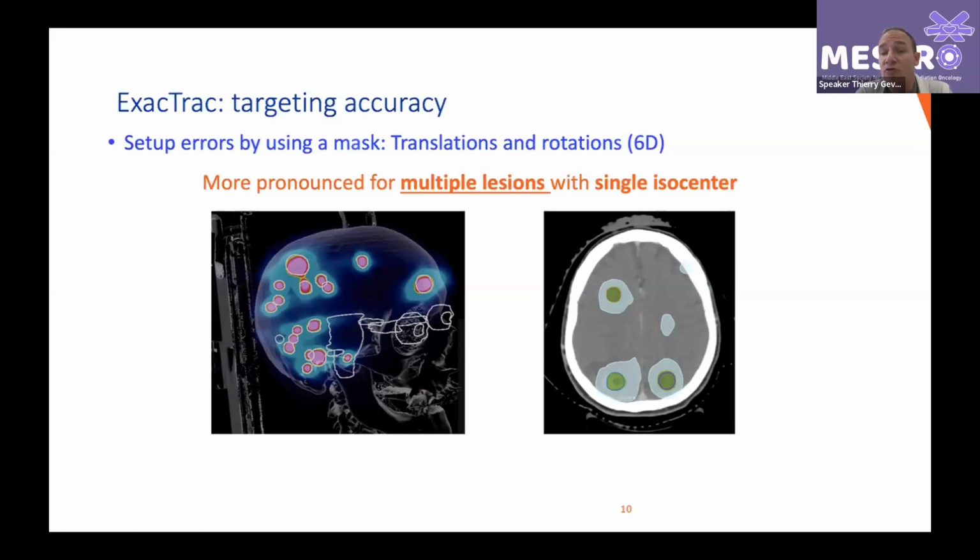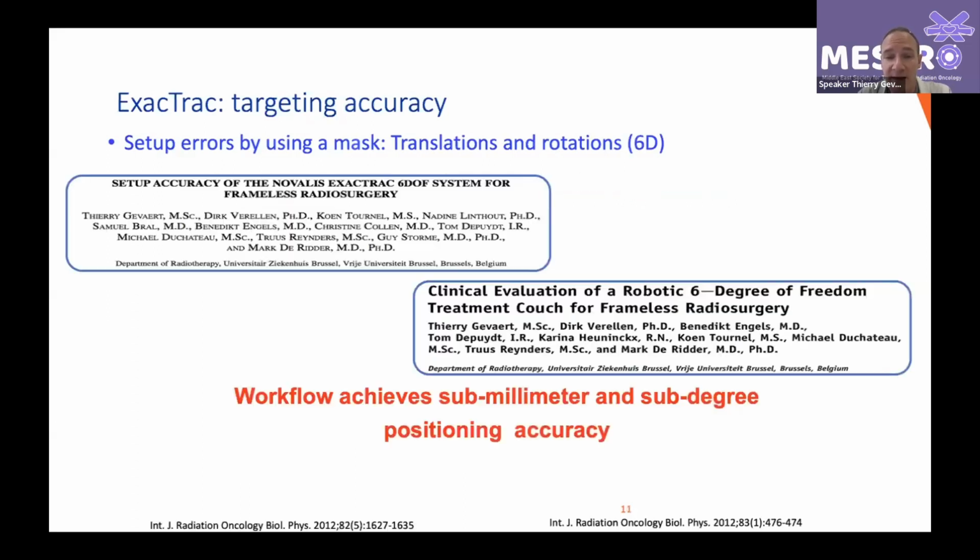Of course, it's just on the screen that you see the lesions. So you need to watch out and be sure that everything is also at the right spot during the treatment. And that's a bit my talk today: how do we manage that what you see on the screen is also what the patient will get at the end of the treatment? So we published already in the past that we can achieve sub-millimeter and sub-degree positioning accuracy.